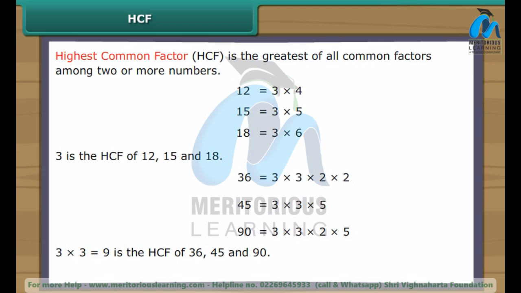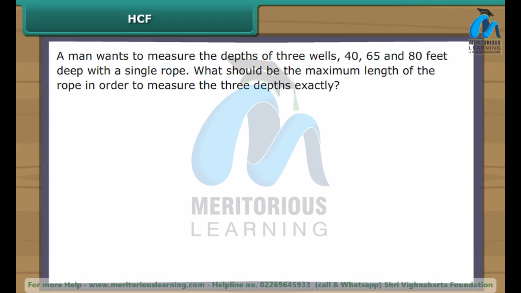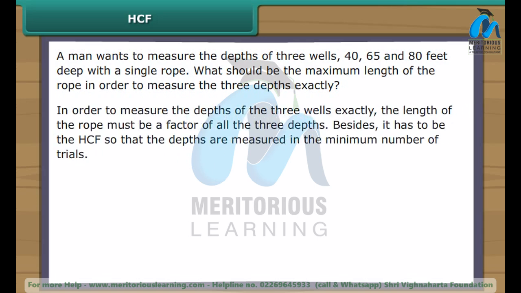Let us look at a real-life situation where HCF is used. A man wants to measure the depth of 3 wells, 40, 65 and 80 feet deep with a single rope. What should be the maximum length of the rope in order to measure the 3 depths exactly? In order to measure the depths of the 3 wells exactly, the length of the rope must be a factor of all the 3 depths. Besides, it has to be the HCF, so that the depths are measured in the minimum number of trials.